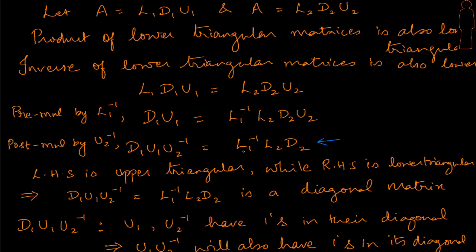Similarly, look at the right hand side here. We know that L2 is lower triangular. L1 inverse is the inverse of a lower triangular matrix, so it will also be lower triangular. The product of these two will remain lower triangular. A lower triangular times a diagonal matrix has got to give us only a lower triangular matrix, can never become any other, and therefore the right hand side is actually lower triangular, which means this entire product has to be upper triangular as well as lower triangular, which makes it a diagonal matrix, right?